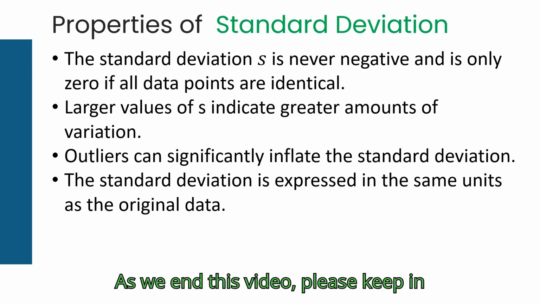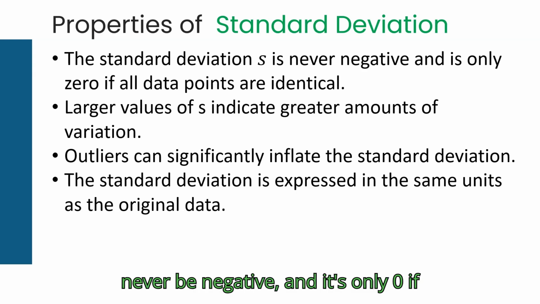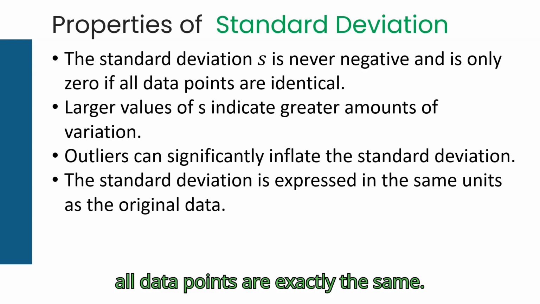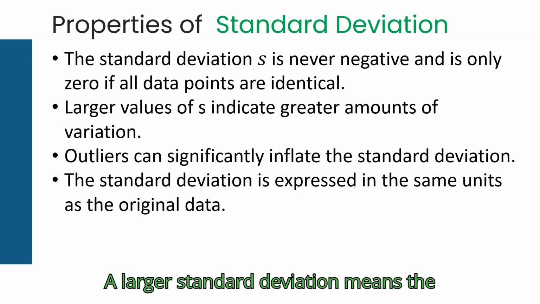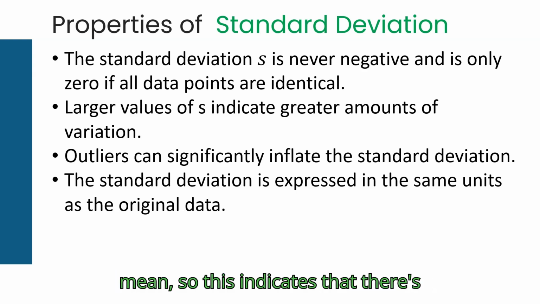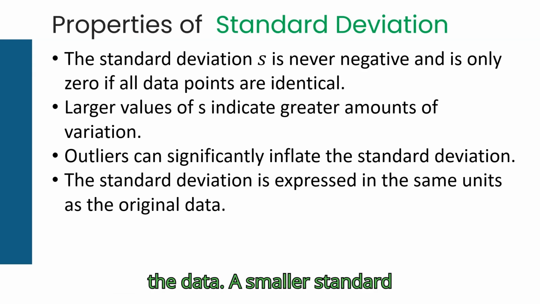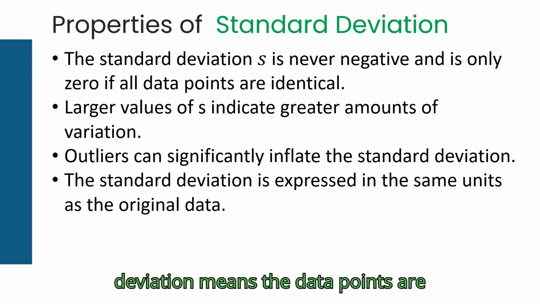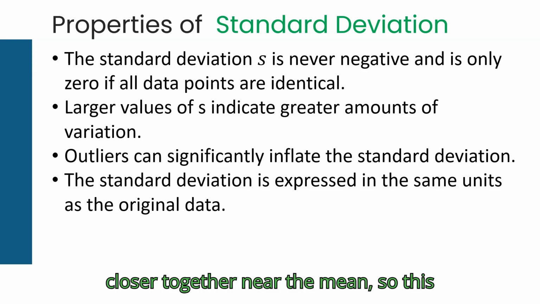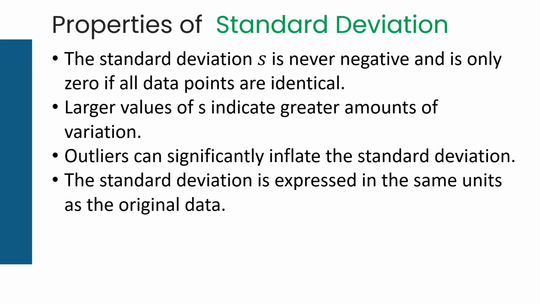As we end this video, please keep in mind that the standard deviation can never be negative and it's only 0 if all data points are exactly the same. A larger standard deviation means the data points are further away from the mean, so this indicates there's more variation or spread in the data. A smaller standard deviation means the data points are closer together near the mean, so this indicates there's less variation.